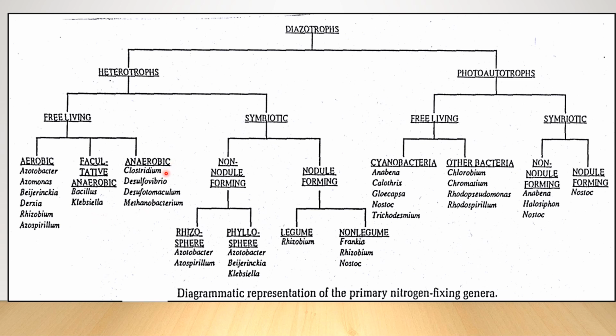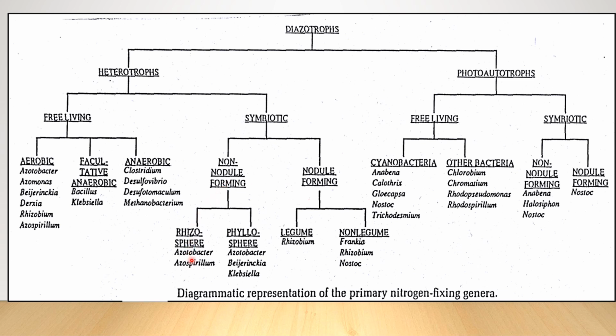And among the anaerobes, you have Clostridium, Desulfovibrio, Desulfotomaculum, and Methanobacterium. Coming to the symbiotic ones, again two types: either they can form nodules or they need not form nodules. So you have non-nodule forming as well as nodule forming bacteria.